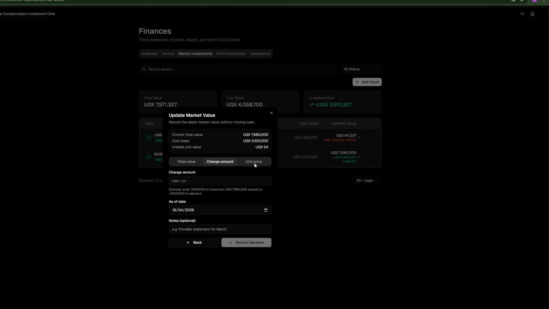The third option is the unit price. With this option, you enter the current price per unit, and the system multiplies it by the number of units that the club holds to calculate the new total value. This is the most natural option for shares. You just have to enter the price per unit and let the system do the multiplication.